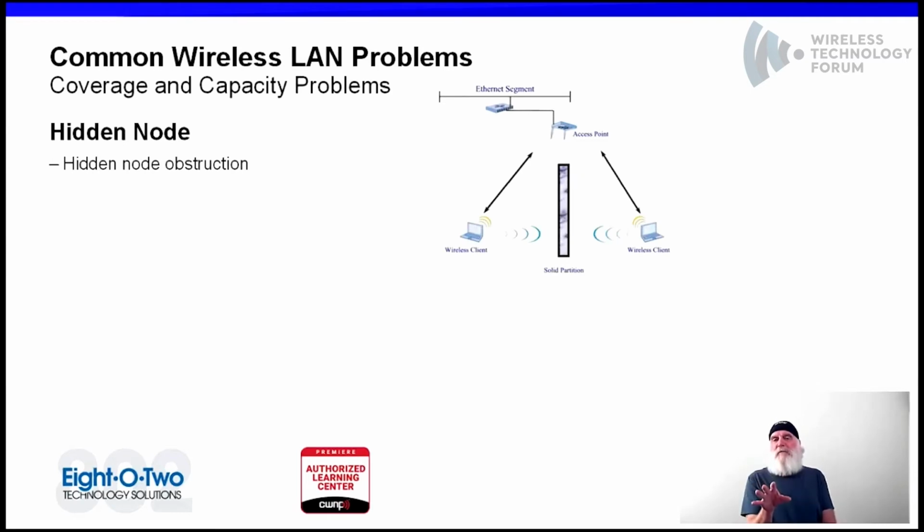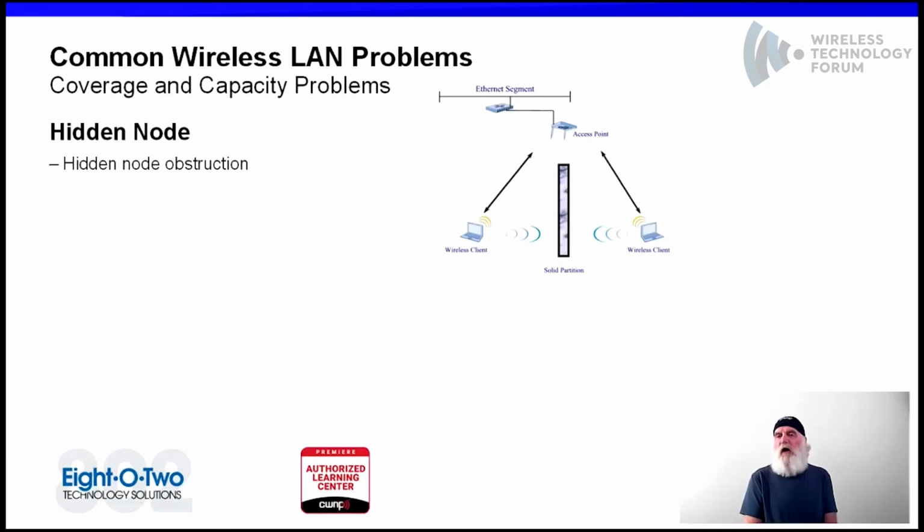Now I want to talk about hidden node. I'm going to go out on a limb here. I tell all my students, all my classes, that I personally believe that hidden node is a problem that every wireless network has. Now, I'm not saying it's rampant. I'm just saying that I really do believe the hidden node problem is a very good possibility on every wireless network, whether it be a home network, a small office network, or an enterprise network.